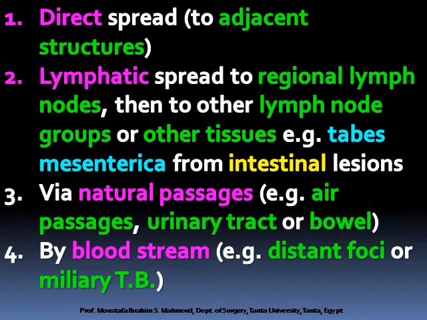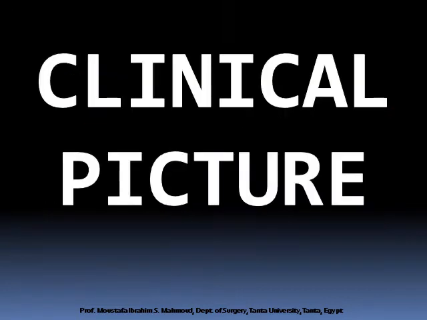lymph node groups, or to other tissues like tabes mesenterica from intestinal lesions; via natural passages, air passages, urinary tract, or bowel; by blood stream, distant foci, or miliary TB.